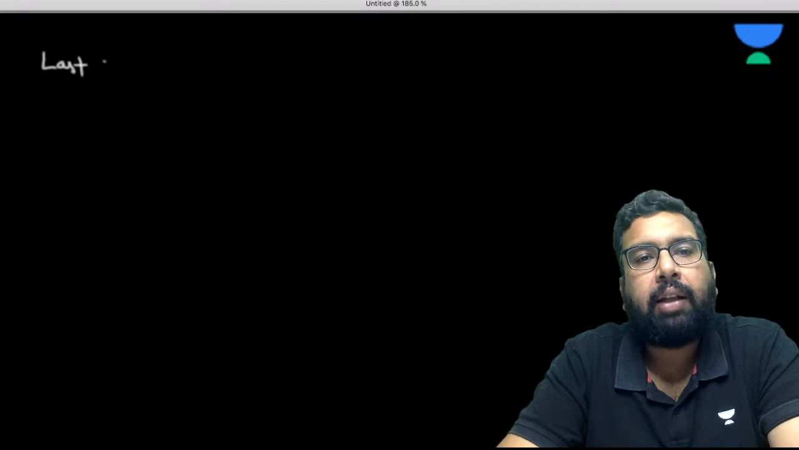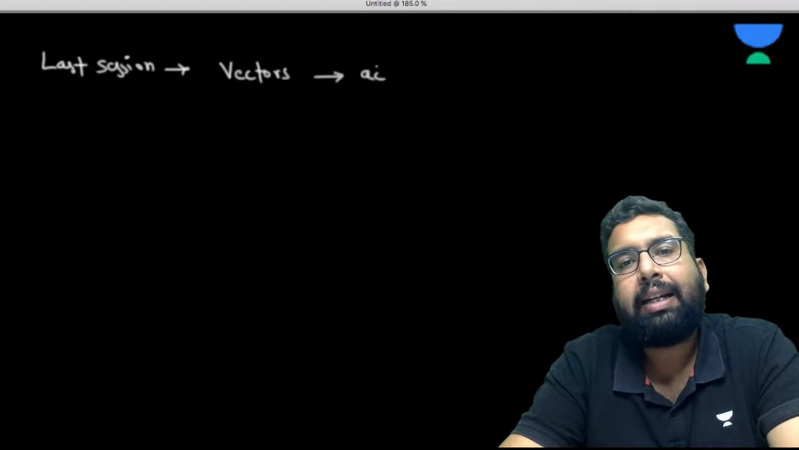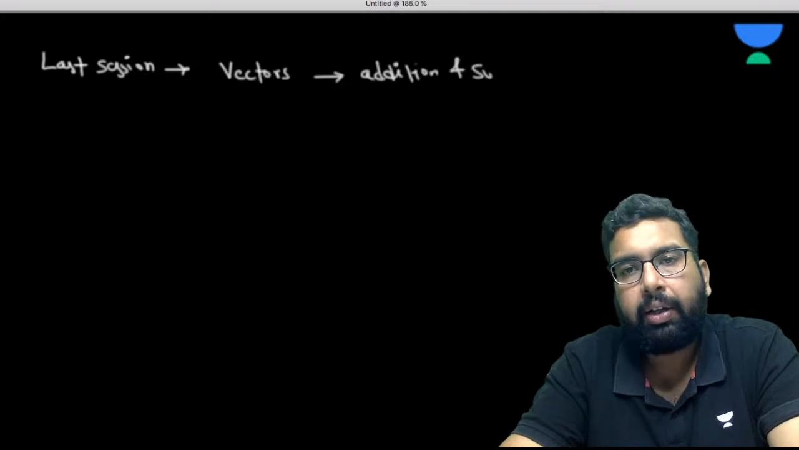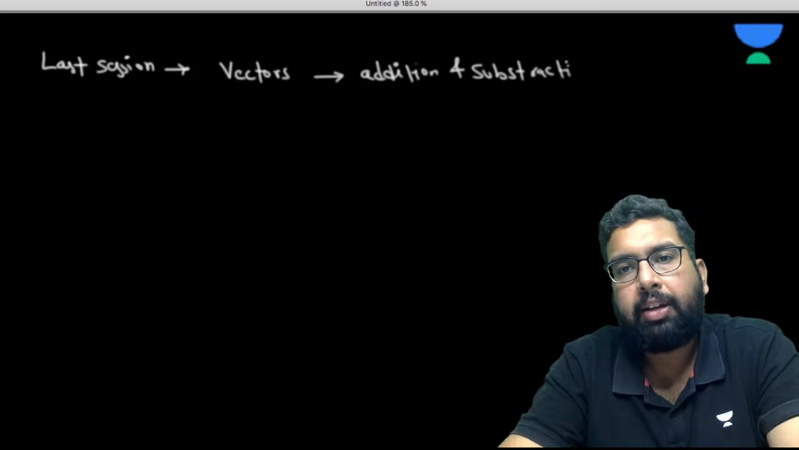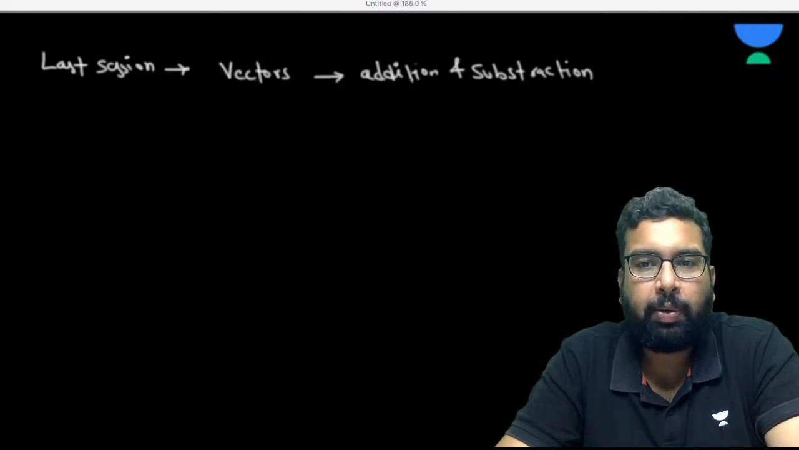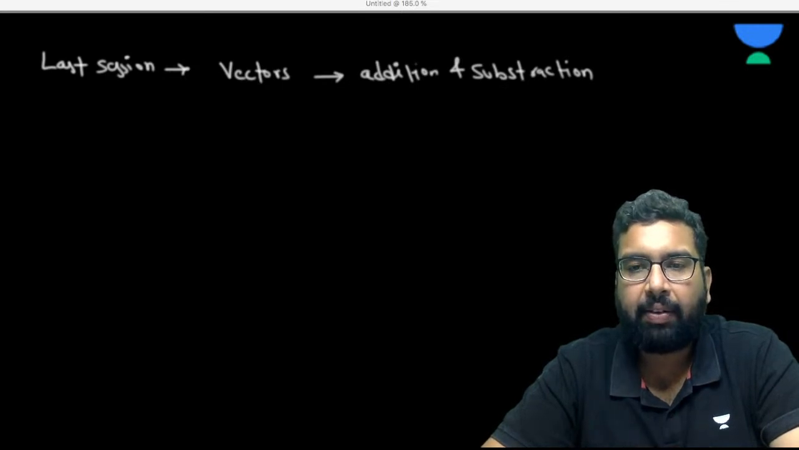So guys, in the last session, what have we done? We have spoken about the vectors, and particularly we have understood addition and subtraction. We solved a lot of questions using both the analytical and graphical methods.